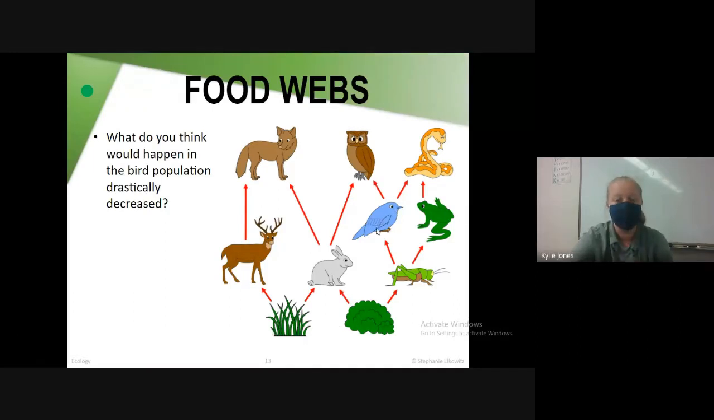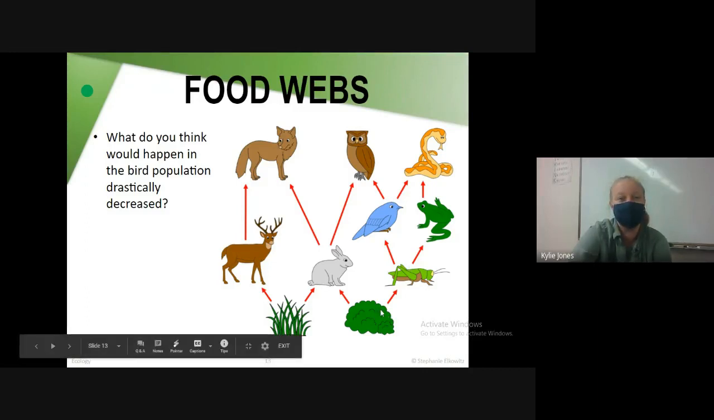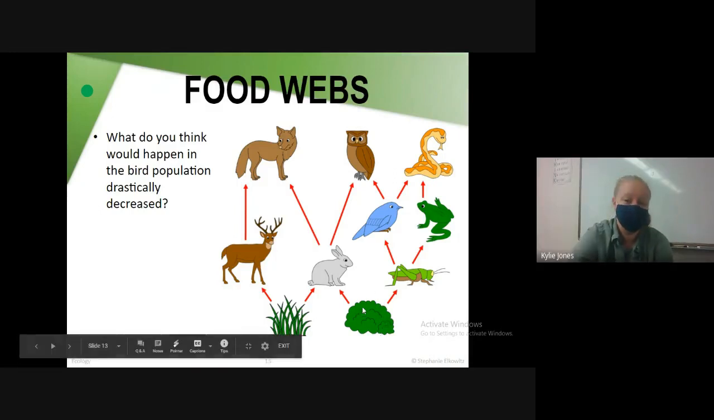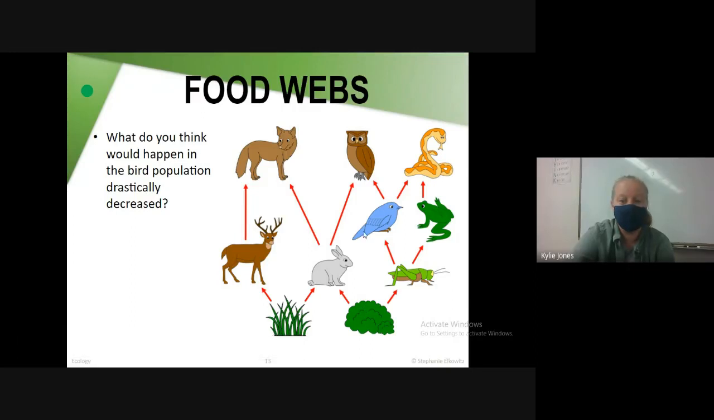What about the grasshopper? So we have the bird here. The bird goes extinct. What happens to the grasshopper? There's more grasshoppers because there's not as many birds eating it. If there's more grasshoppers, what happens to this bush that it eats? There's a lot less of these bushes.